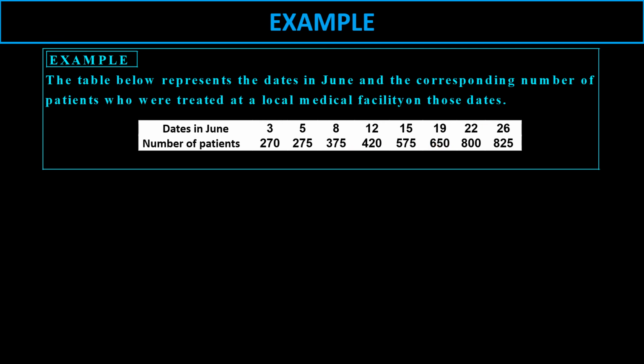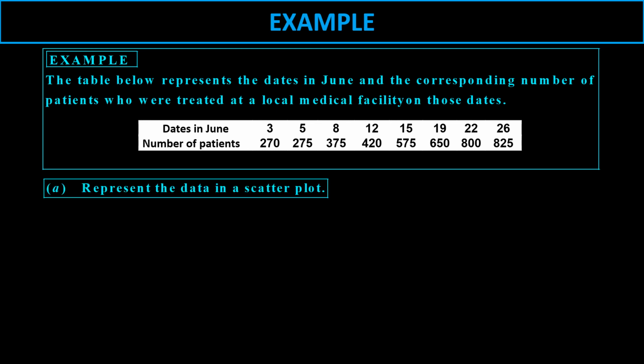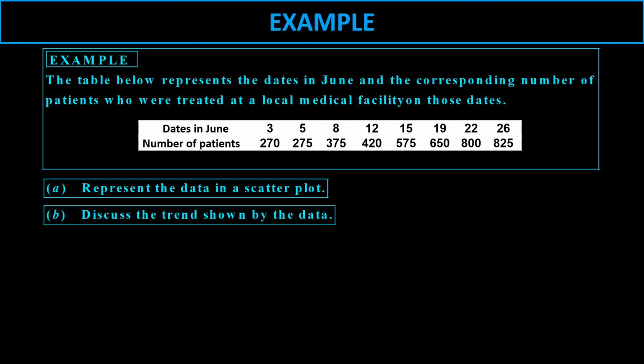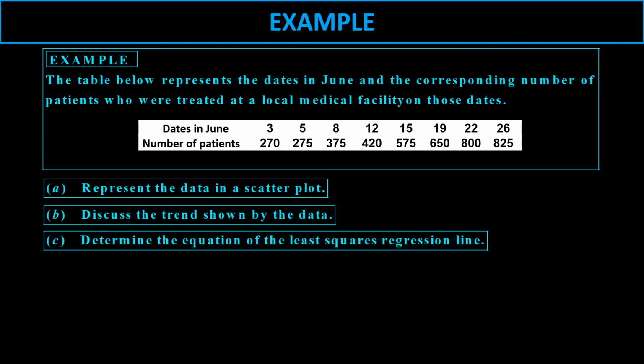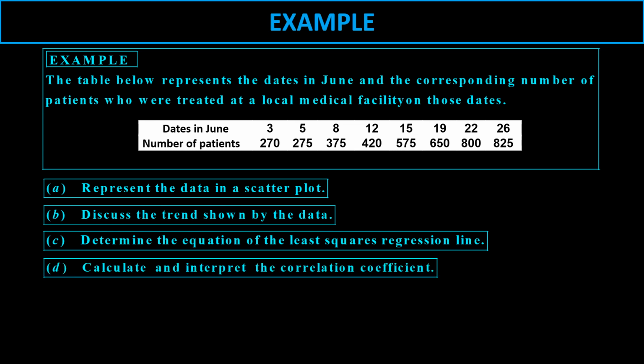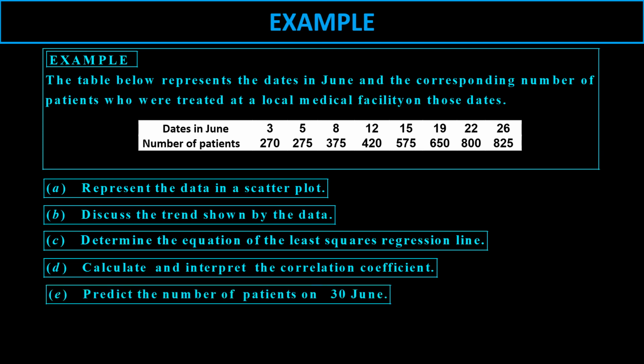So we want to find the relationship between the dates in June and the number of patients who were treated at that medical facility. Not just visit, they were treated there. So in this particular question, we want to represent the data in a scatter plot. That's the first question. Then we want to write down the trend, right? And then we want to find the equation of the line of best fit. And then we want to calculate and interpret the correlation coefficient.